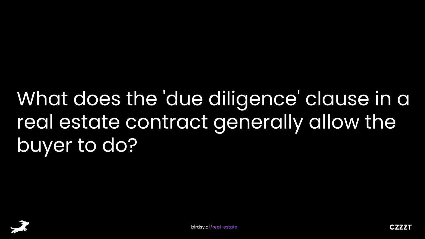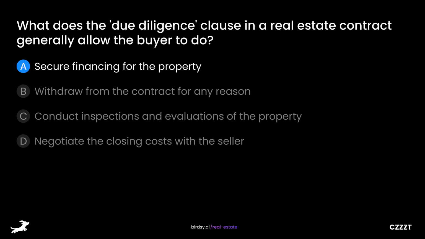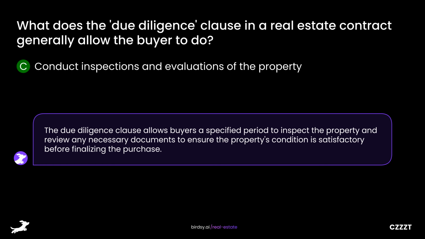Contract clauses and terms. What does the due diligence clause in a real estate contract generally allow the buyer to do? Is it A. Secure financing for the property, B. Withdraw from the contract for any reason, C. Conduct inspections and evaluations of the property, or D. Negotiate the closing costs with the seller? The answer is C. Conduct inspections and evaluations of the property. The due diligence clause allows buyers a specified period to inspect the property and review any necessary documents to ensure the property's condition is satisfactory before finalizing the purchase.